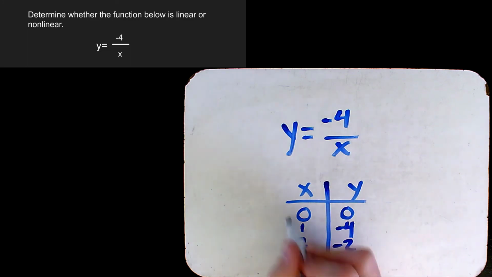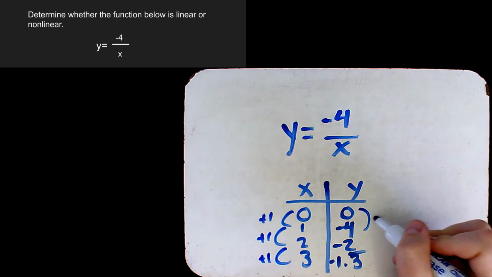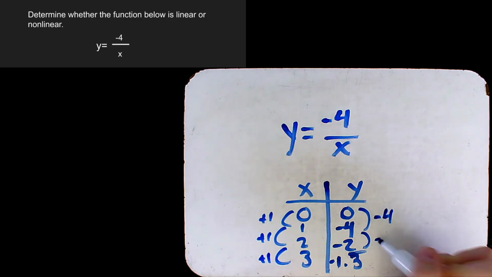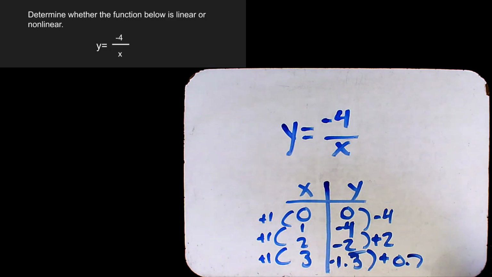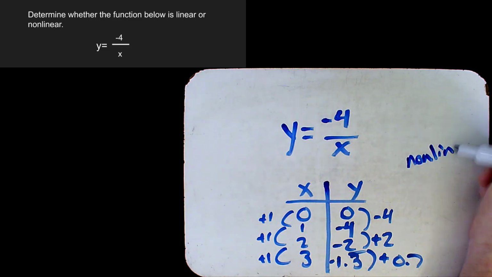So looking at this, I've increased by 1, increased by 1, increased by 1. And on this side, I've gone down by 4, increased by 2. And I've increased by, what's that, like 0.7? That shows me that this would be a non-linear function.